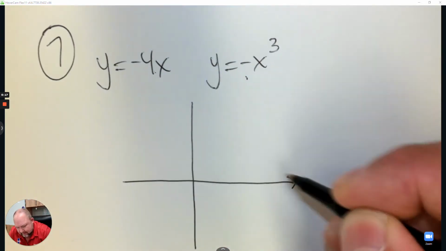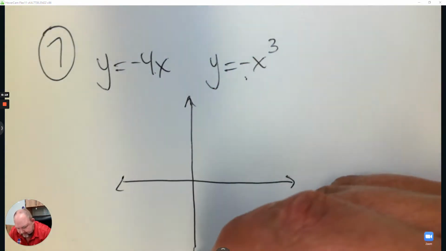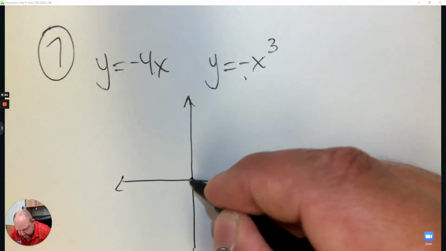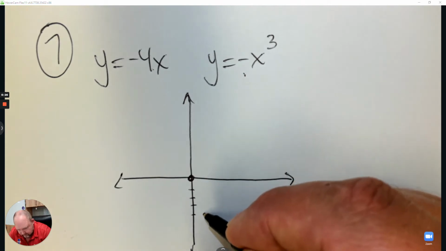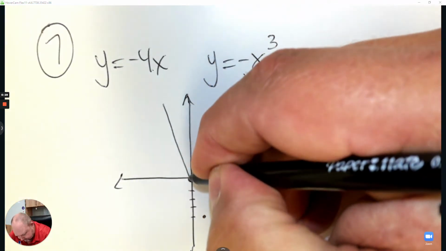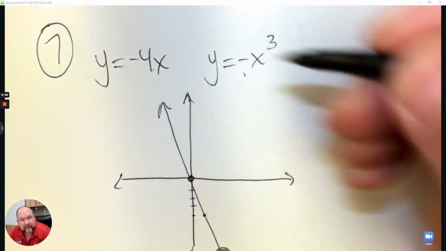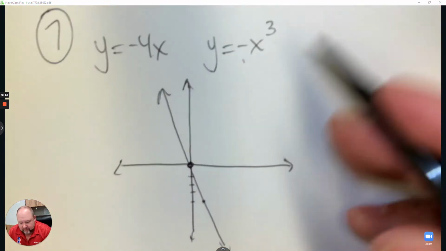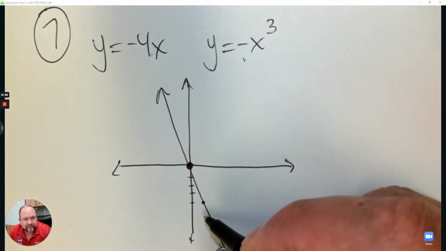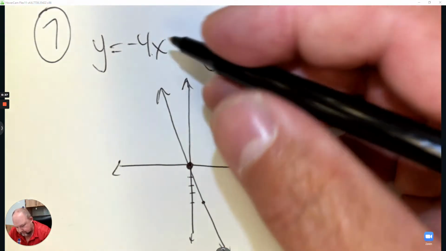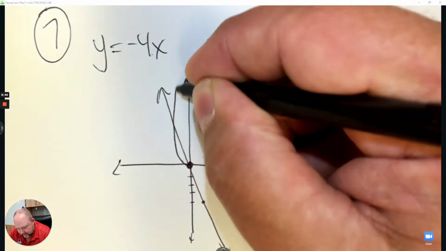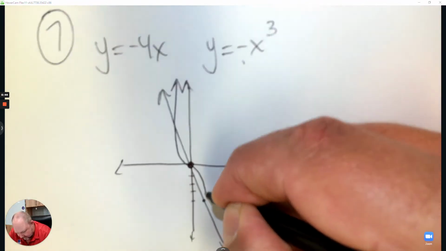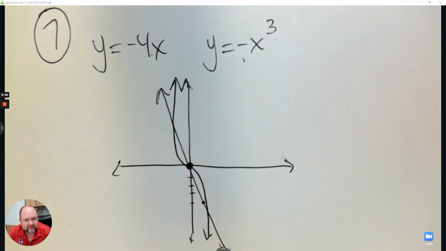So, if I look at the line negative 4x, the y-intercept is 0, it goes down 4 and to the right one, and you have your line. If I look at negative x cubed, it's also 0, 0. But this curves up to the right, and it curves down to the left, just like that. Because it's negative, it gets reflected.